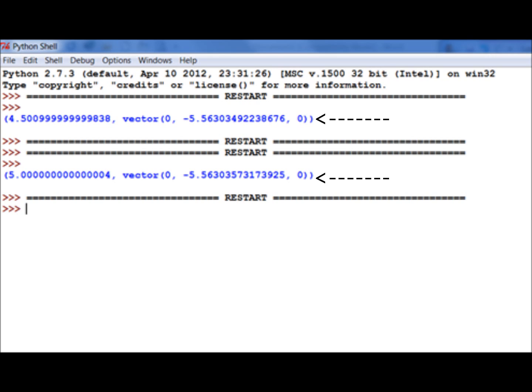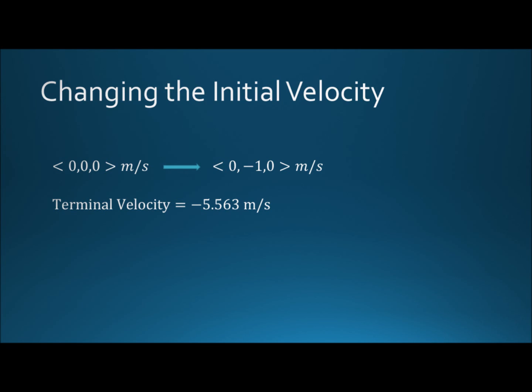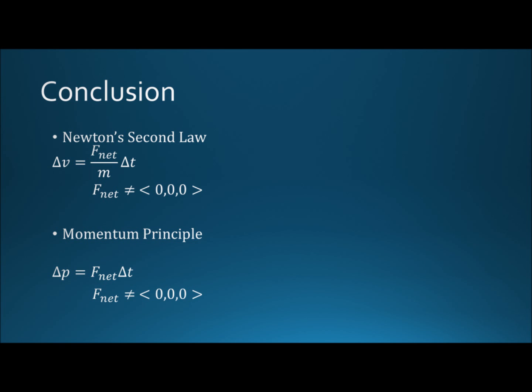Changing the initial velocity from the zero vector to a vector with an initial velocity of 1 meter per second in the downward y direction, and following the same procedure, I found that the paper reached the same terminal velocity of negative 5.563 meters per second as when it was dropped from rest. I found that no matter what velocity I started the model with, the paper eventually reached the same terminal velocity, given enough time.